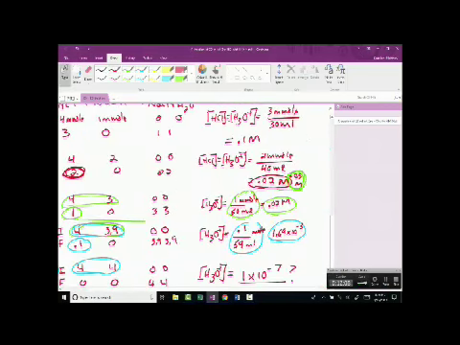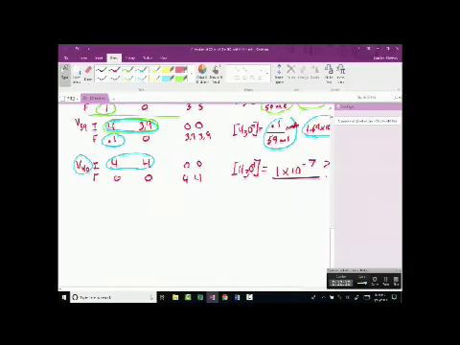Okay, a couple more to do. Try that. 41. I'm going to write it out.